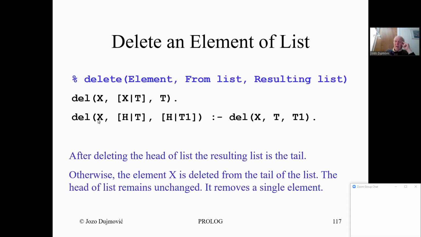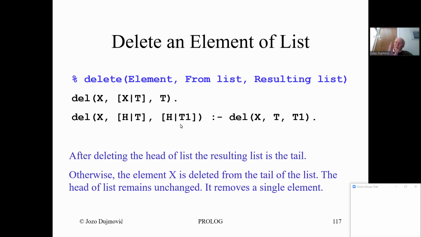Therefore, rule number 2 is that if I eliminate X from head and tail, I have to create head and tail 1, where tail 1 is obtained by deleting X from the tail. And this is the way to delete an element from the list. When I come to the second line, I know that I failed the first one. So I know that I came here because this X is different from this head. And I can write: delete X from head and tail by deleting X from the tail. So deleting X from the tail gives me tail 1, and this head and tail 1 is the result when I remove that from the tail.